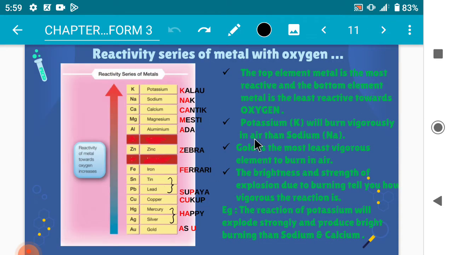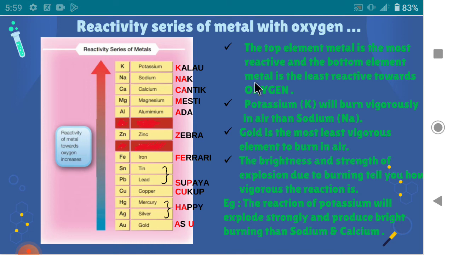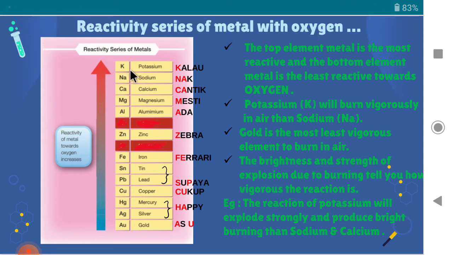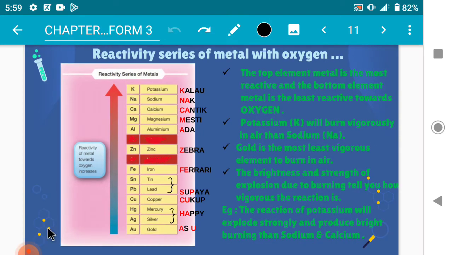Next, this is the reactivity series of metals with oxygen. The series starts with potassium, with the symbol K, followed by sodium, Na, calcium, Ca, and finally gold. The symbol for gold is not G or GO. The symbol is Au. You need to remember the symbols. Au, Ag, Hg are the symbols of the elements or metals.